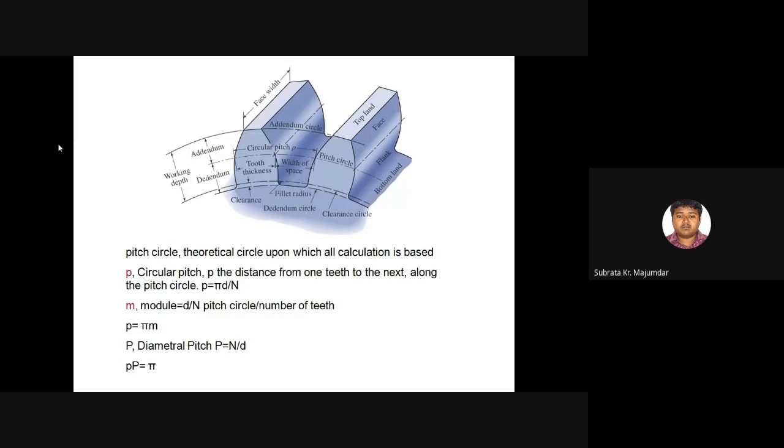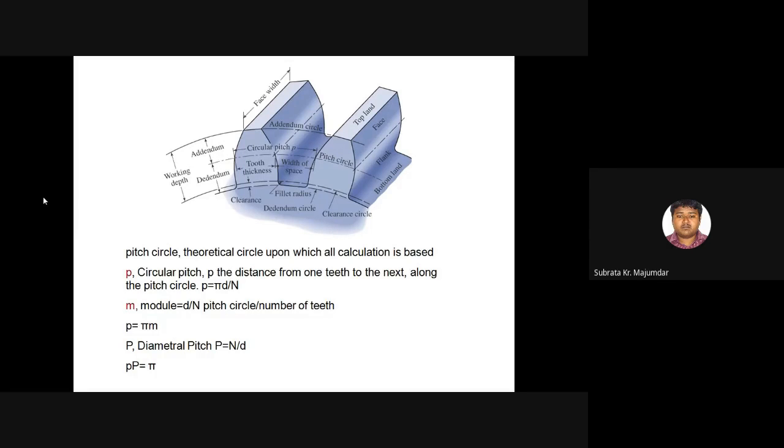Next is the length of path of contact. The length of path of contact is the common normal cut off by the addendum circle of the wheel and pinion. And last, arc of contact. It is the path traced by a point on the pitch circle from the beginning to the end of engagement of a given pair of teeth.